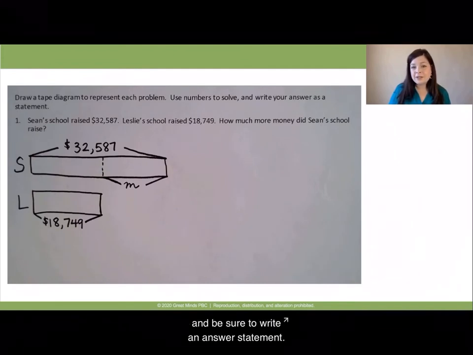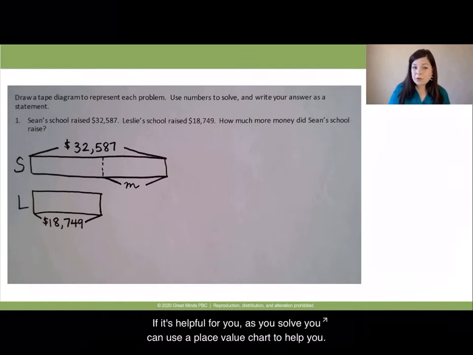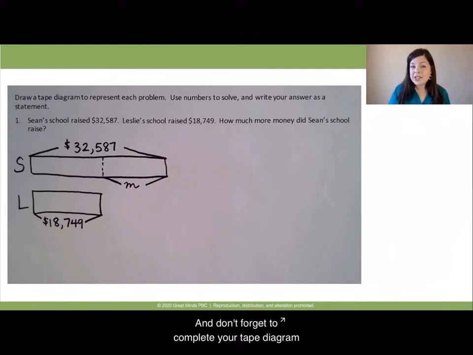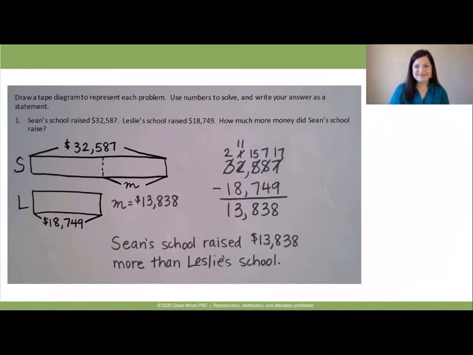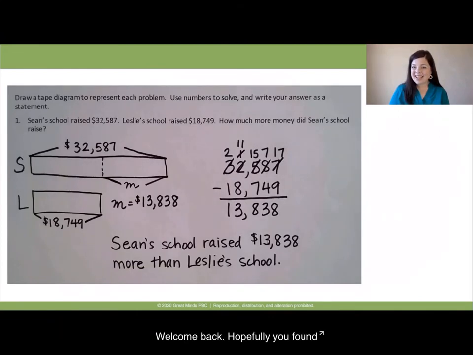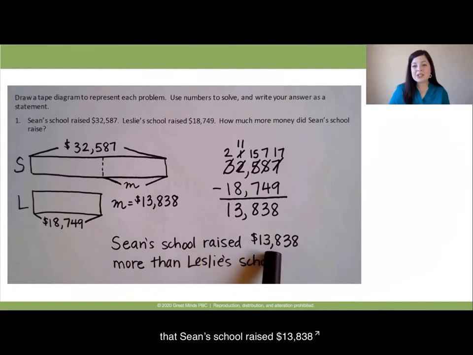Pause the video now and use numbers to solve the problem, and be sure to write an answer statement. If it's helpful for you as you solve, you can use a place value chart to help you. And don't forget to complete your tape diagram by labeling the value of the variable. Welcome back. Hopefully you found that Sean's school raised $13,838 more than Leslie's school.